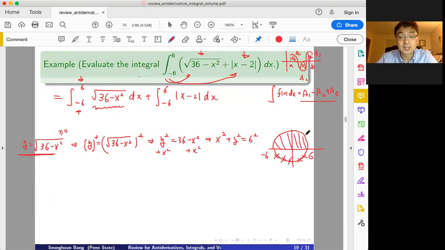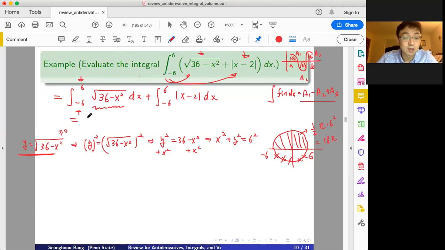This area. What's this area? It's a circle. What's the area of a circle? The area of a circle is pi times r squared. This is half, so divided by 2. So we have the 2 crossed out. So 18 pi.